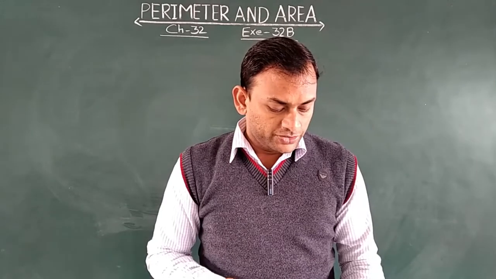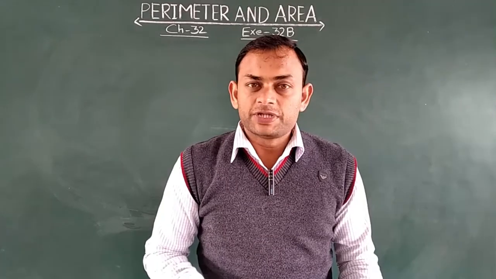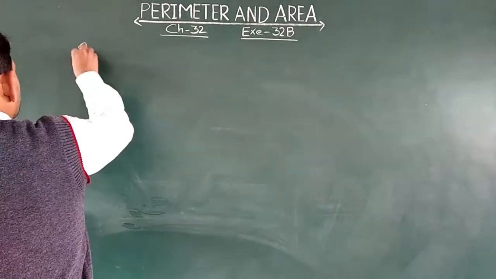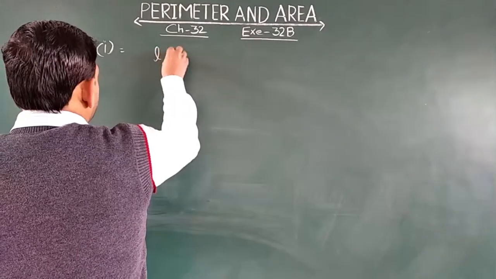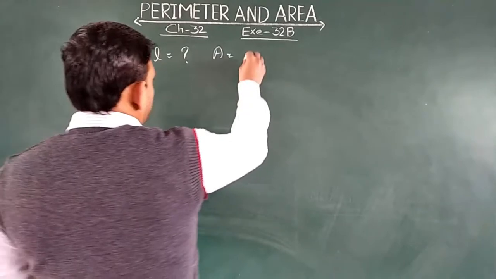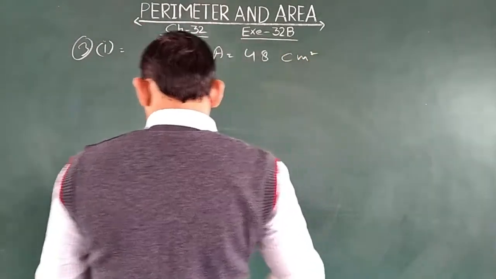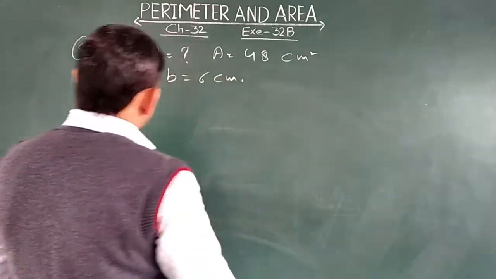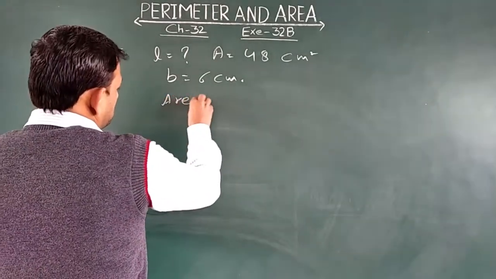Now I am going to tell you question number 3. This question is saying that if A denotes the area of a rectangle, L represents the length and B represents the breadth. In the first part, you have to find the length of the rectangle if the area is given as 48 centimeter square and the breadth B is given as 6 centimeter.